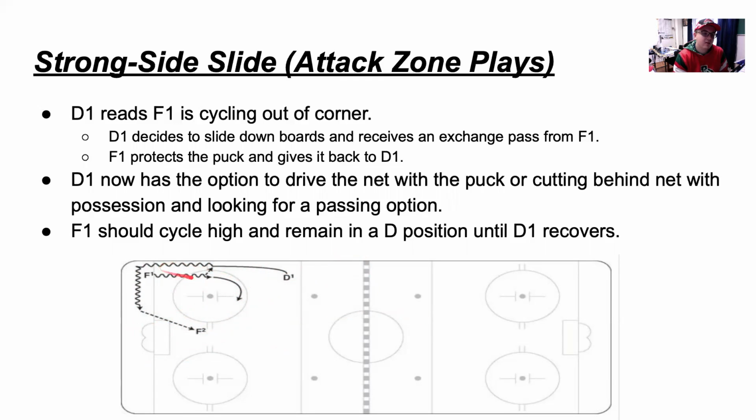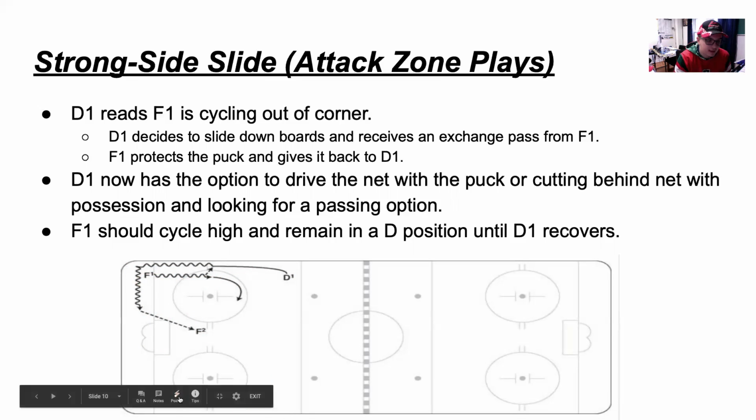But in this play, mostly you got to know that when F1's moving up, there's no cyclers down low. You got to make sure when F1's coming up, if you're the D, you need to come down and make that decision. You have 2 plays. Make that quick pass to F2, bring the net to the puck, or bring the puck to the net, jam for it with F2, or make that quick pass to F1, and F1 makes a decision from there of what he or she wants to do.